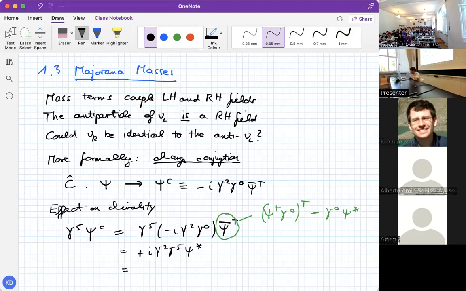And now I can again look back at my definition of psi c, and I see that what I have effectively written here now is minus gamma 5 times psi charge conjugate. So what I've shown is that the chirality operator applied to the charge conjugate of psi is minus the chirality operator applied to psi itself and doing the charge conjugation afterwards. So in other words, charge conjugation flips the chirality of the field.